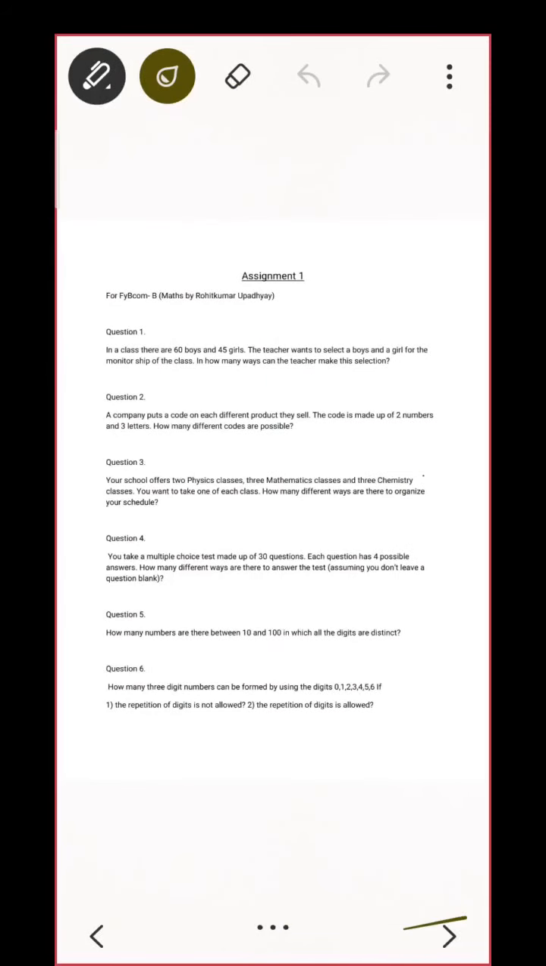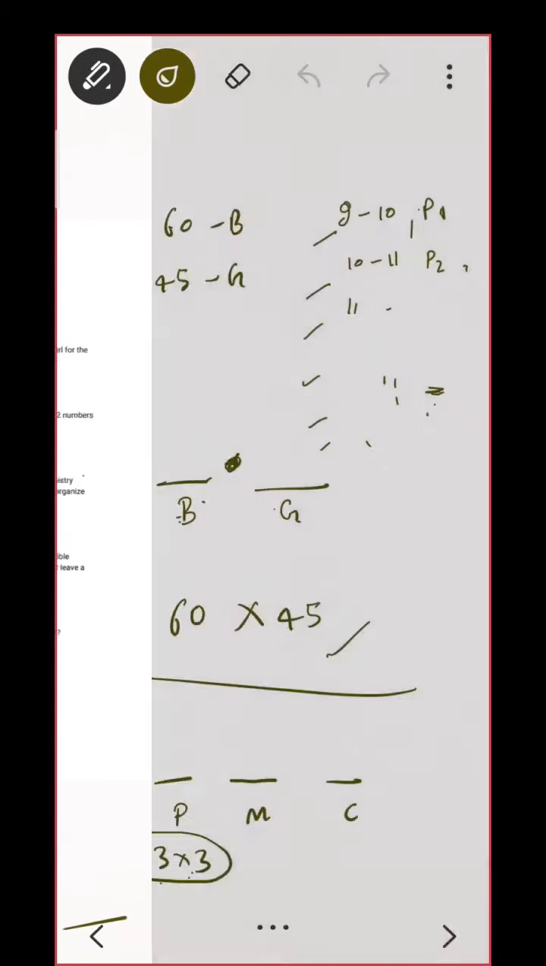What about the last one? How many three digit numbers can be formed by using digits? Okay, digits are given to you. Repetition of digit is allowed. First, since repetition is allowed, how many numbers do we have? 0 1 2 3 4 5 6. In the first digit, how many possibilities do you think there are? Let me write it. 0 1 2 3 4 5 6. So you have to form a three digit number. We are taking first, repetition is allowed. So for the first thing, how many? Why 6?